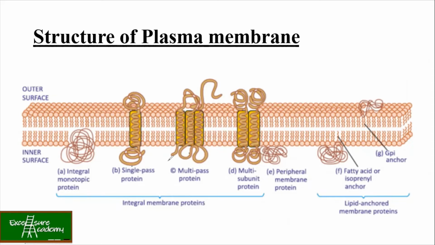It is a single protein only. Here also single, but it is passing the plasma membrane 3 times. It is also known as spanning the membrane 3 times. Now, what about this? Here, subunit protein, multi-subunit protein. So, N terminal here, C terminal C.